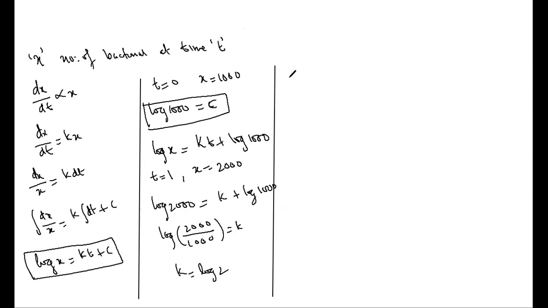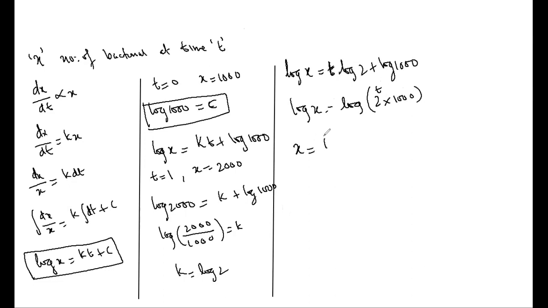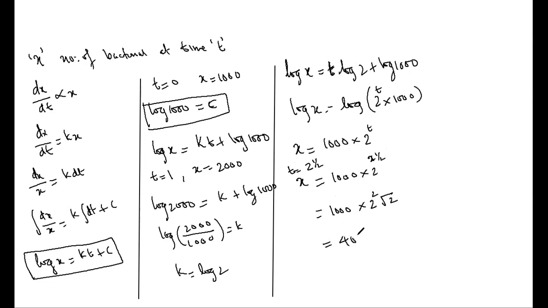So when I replace everything in the equation, what do I get? Log x is equal to t log 2 plus log 1000. So log x is equal to log of 2 raised to t into 1000. So x is 1000 into 2 raised to t. Now what have they asked us to calculate? They have asked us to calculate the number of bacteria after 2.5 hours. So x will be, when t is 2.5, 1000 into 2 raised to 2.5. How to calculate that? 2 square into root 2. That is 4000 into root 2.